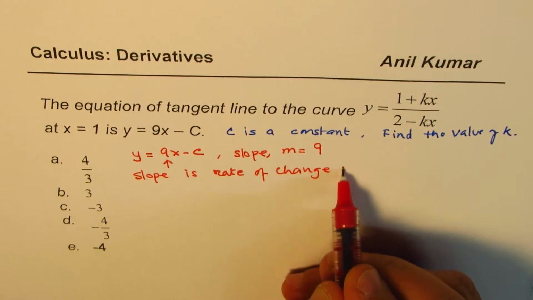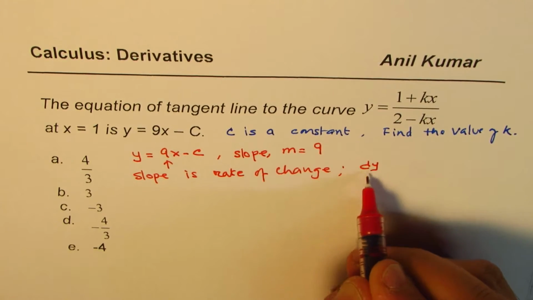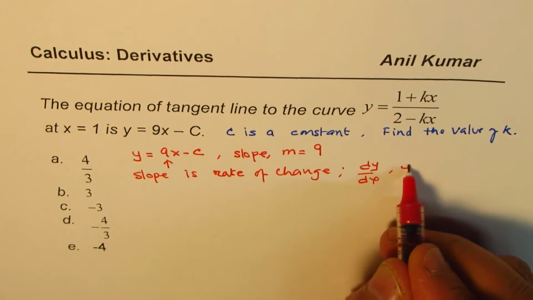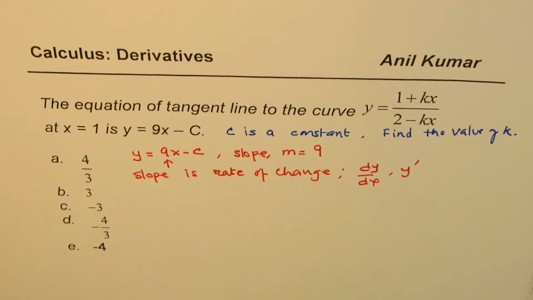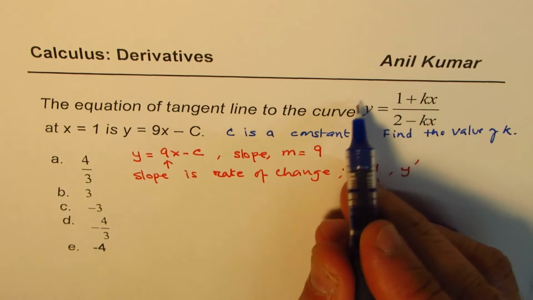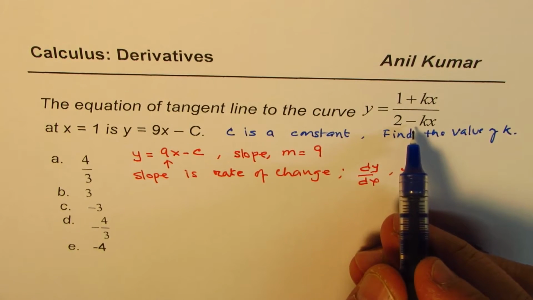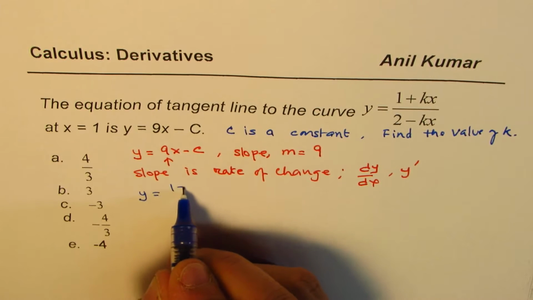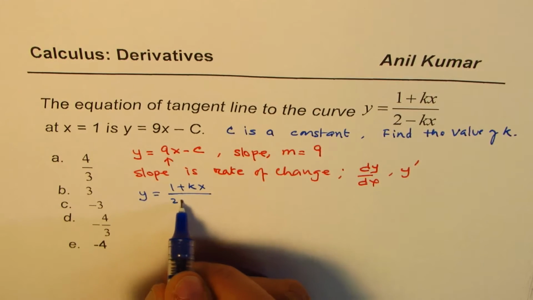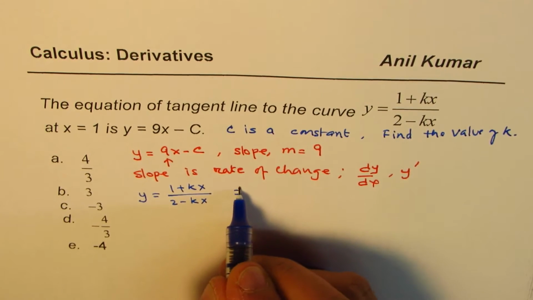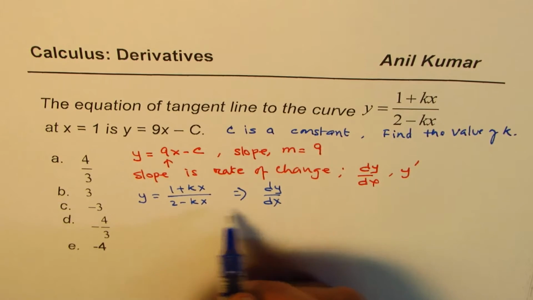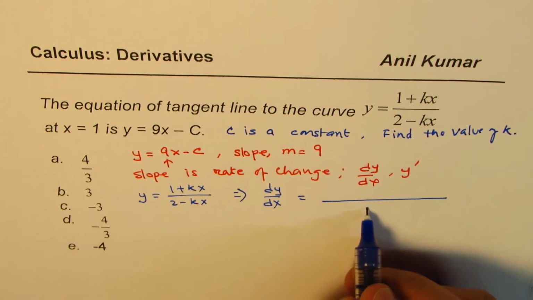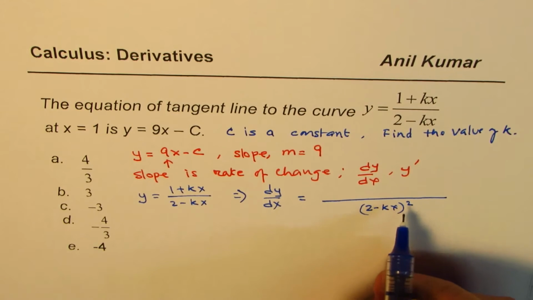And for those who have done calculus, we'll find dy/dx of the given equation and match it with 9 to find the value of k. We also write this as y dash, depending on which convention you take. So let's find the derivative of this function with the quotient rule. We have y equals (1 plus kx) divided by (2 minus kx), and dy/dx, differentiating with respect to x, will be equal to the square of the denominator. That's the formula.